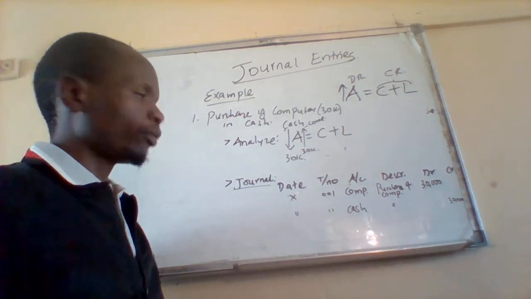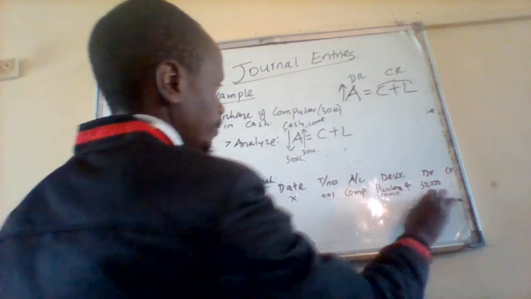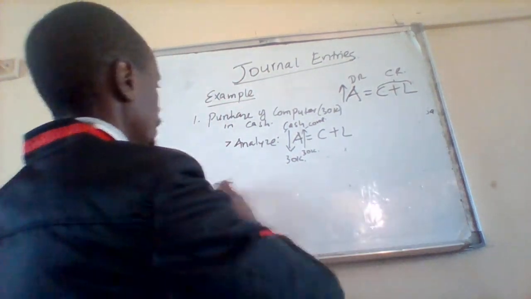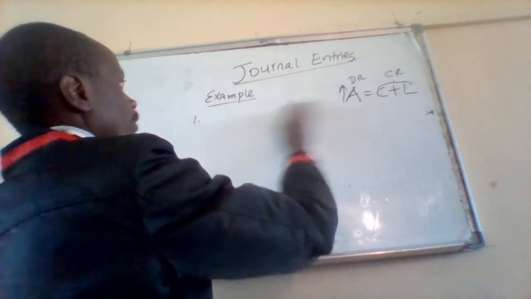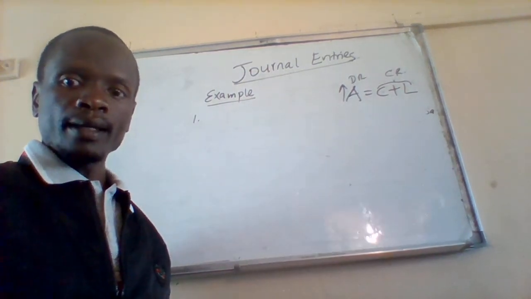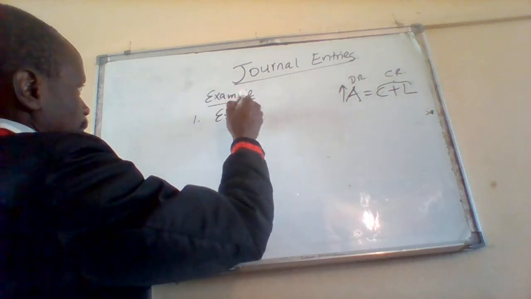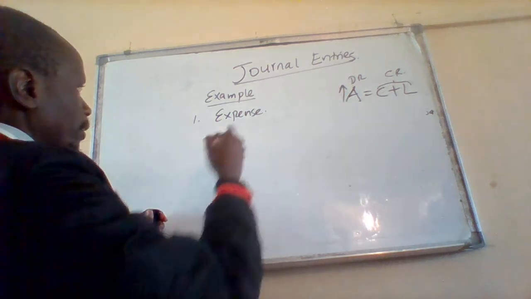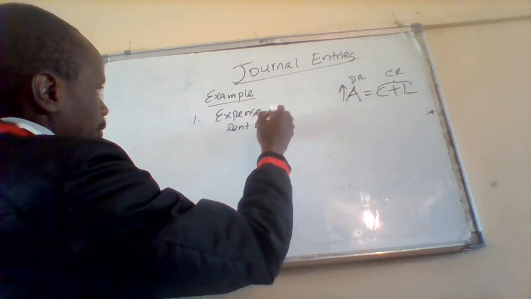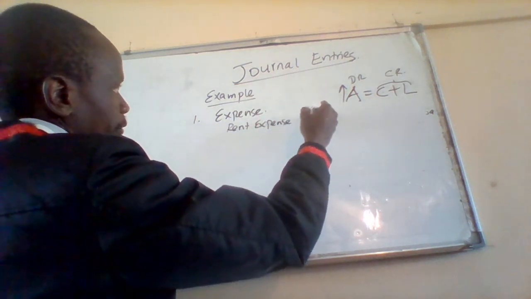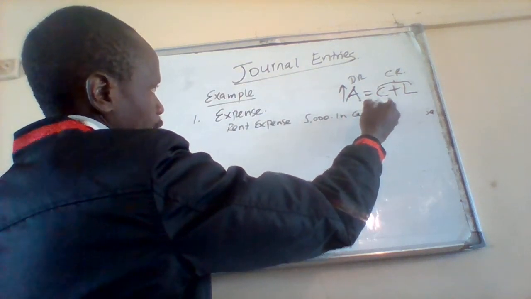So let us give an example with an expense. Grab that, and then we're going to look at expense. Okay, so you paid rent expense of 5,000 in cash. You paid in cash.